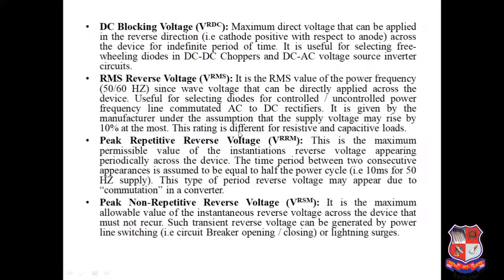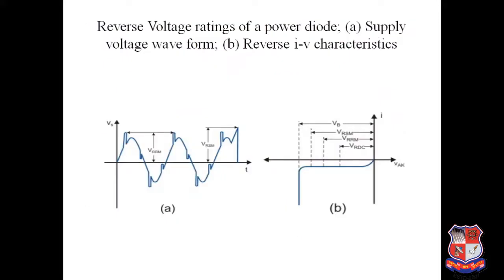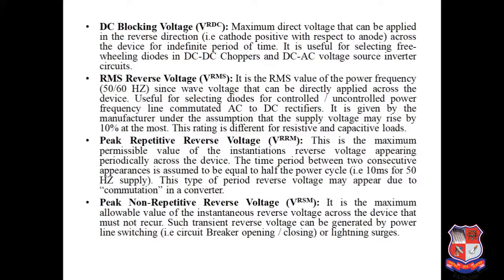So some current and voltage ratings are involved with these reverse characteristics. We will go through the voltage ratings. First is the DC blocking voltage. This is the maximum direct voltage that can be applied in the reverse direction. This is basically useful for selecting a diode in a DC-DC chopper and a DC-AC voltage source inverter.